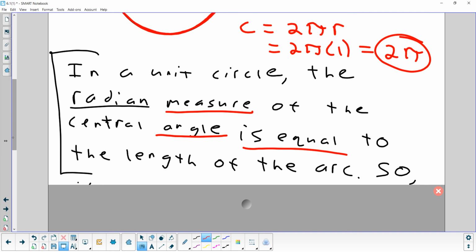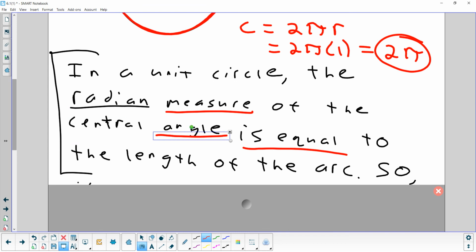It's also equal to the what? 2 pi? Would it be 2 pi? Well, yes, the length of the arc is 2 pi, but the length of the arc is also equal to 360. Yes, it's equal to the 360 degrees. It's equal to the angle. The length of the arc is equal to the measure of the angle.